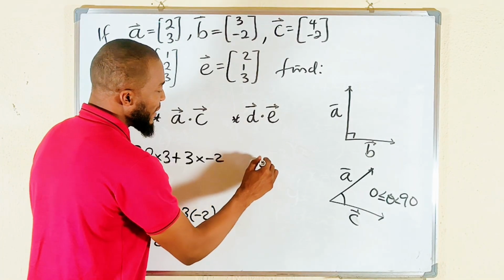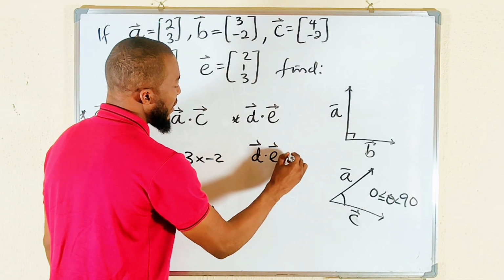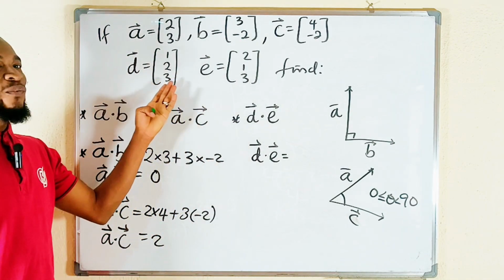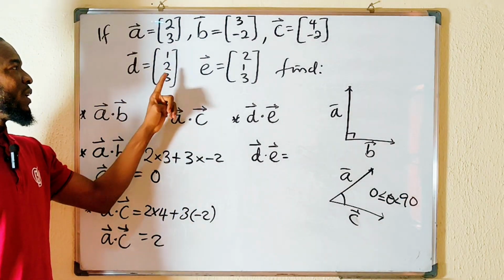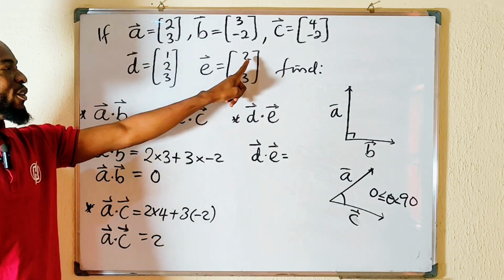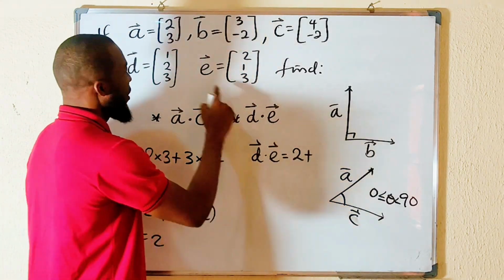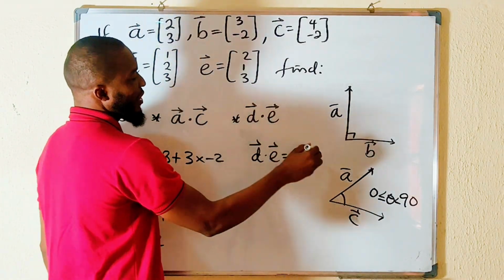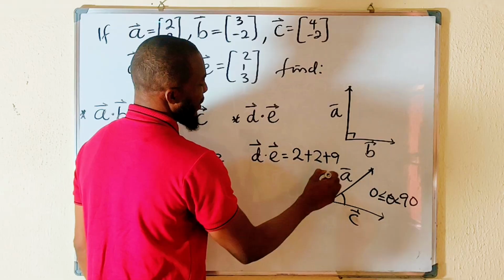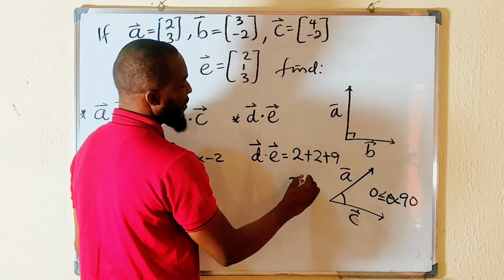We have d dot e. These two vectors are in 3-dimensional. You take 1, you multiply it by 2, that is going to give us 2, plus 2 multiplied by 1, that is going to give us 2, 3 multiplied by 3, that is going to give us 9. This and this is 4. Together with this, you have 13.